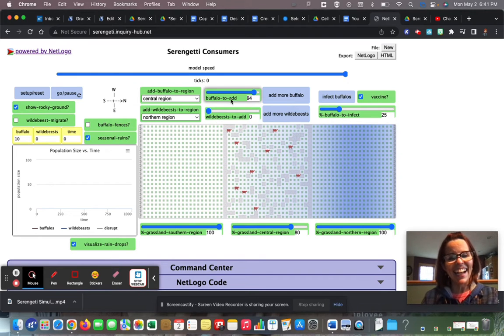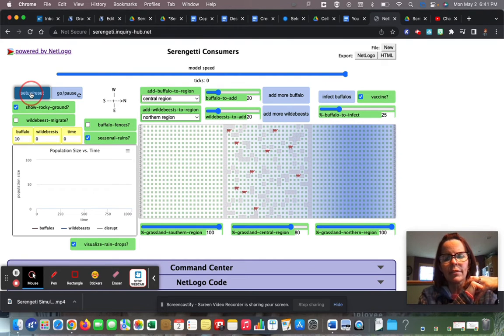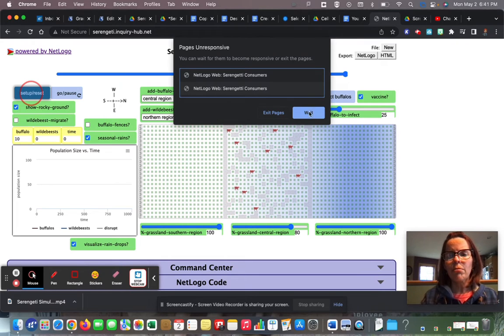You could try adding wildebeest. So, what would happen if you had 20 buffalo and 20 wildebeest? Let me reset it so that you can see what it looks like when you add in the wildebeest. Give it just a second to think. I'll let it think while I'm talking. You could change the percent of grassland. There's grassland in the south, there's grassland in the central, and there's grassland in the north. We already changed, uh-oh, we already changed. Let's see, I'm going to hit exit page for the moment and I'll have to restart it.